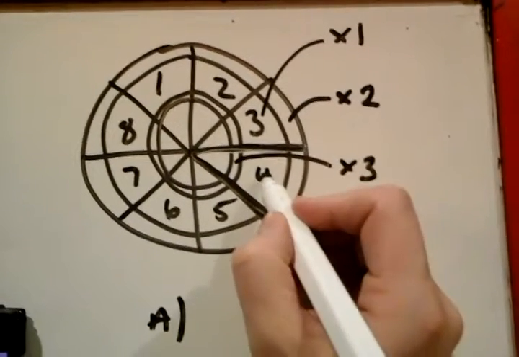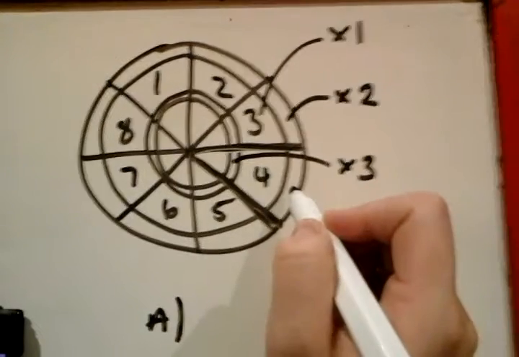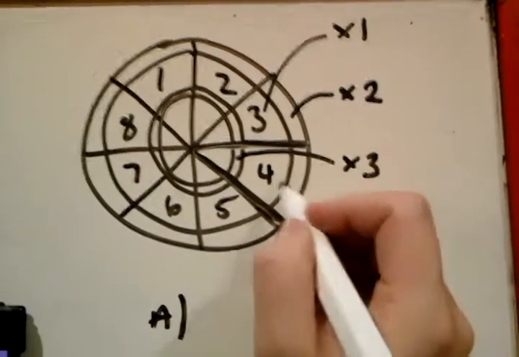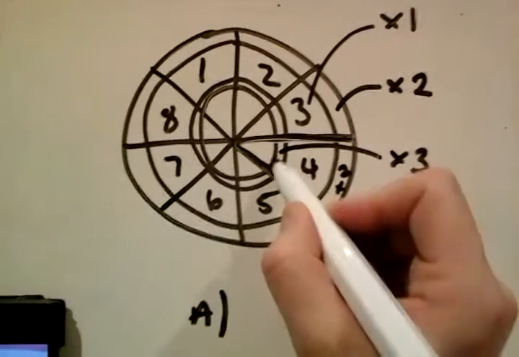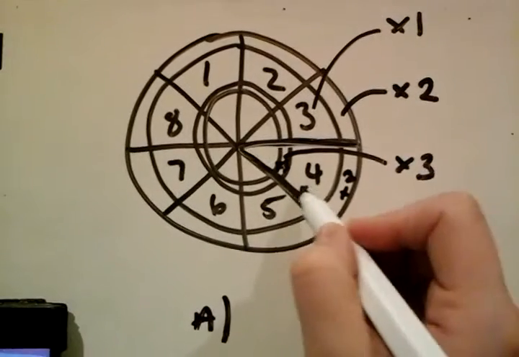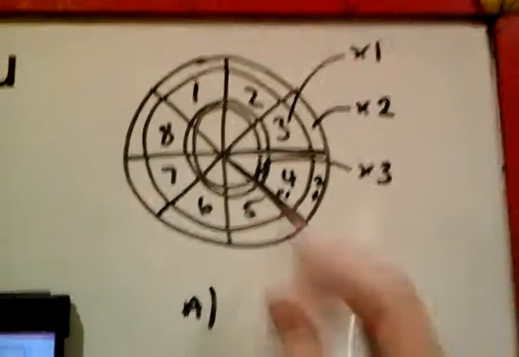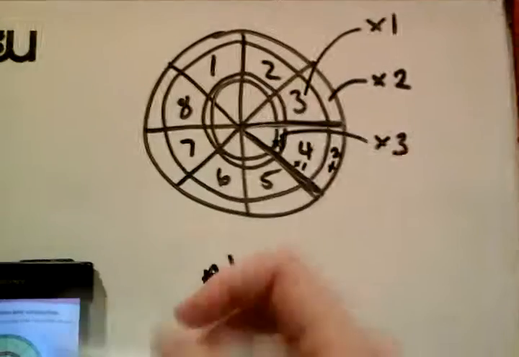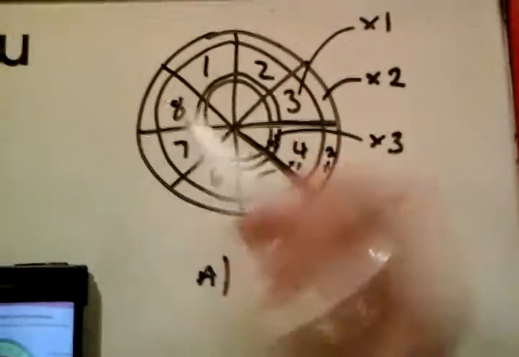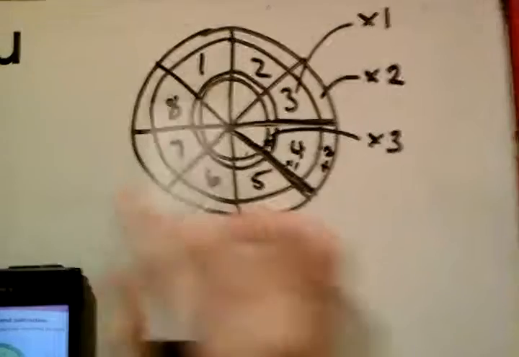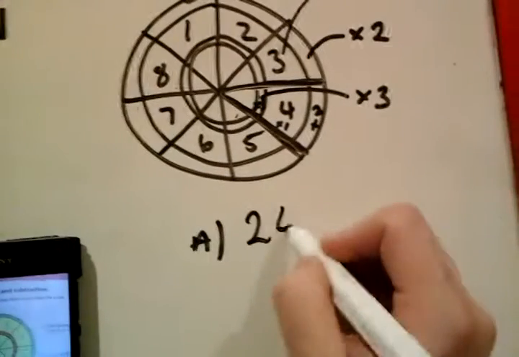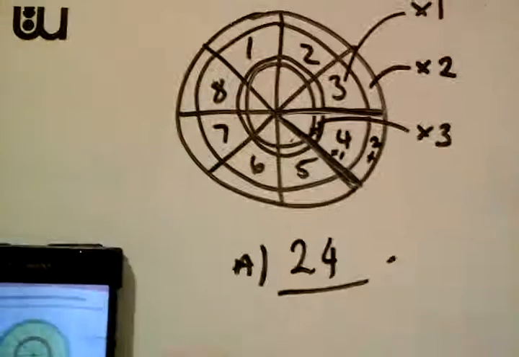So if it lands here, 4 times 1. If it lands here, 4 times 2. So this is times 2 on the outside, this is times 3, this is times 1. That's what we have to do. So what's the highest number you've got? You've got 8. And what's the highest number on the times? You've got 3. So what's 8 times 3? It's 24, the maximum number.